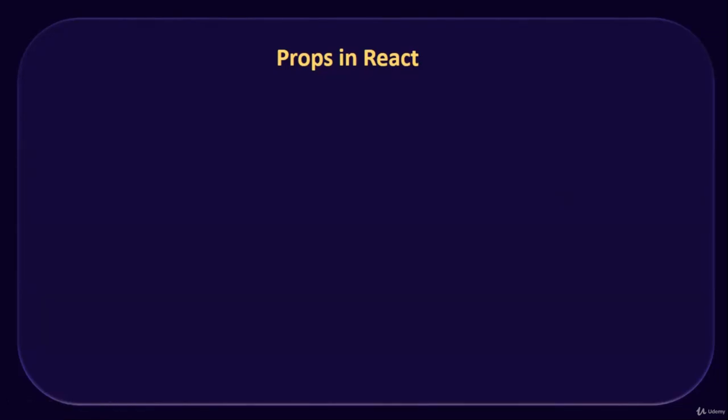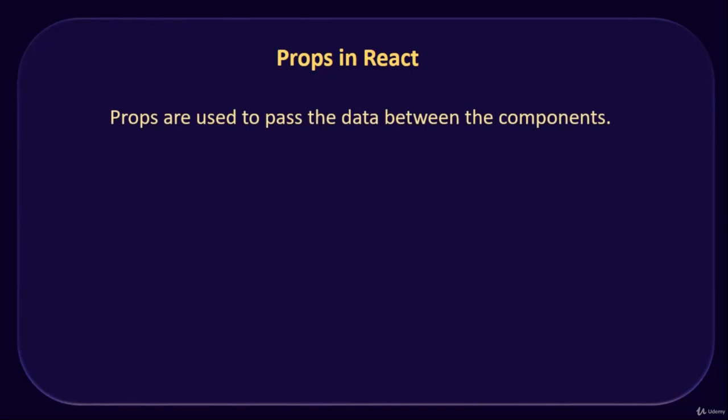In this video, we will see what props are in React. Props are used to pass data between components. So with the help of props, you can pass data from a parent component to a child component. For example, you can pass data from the app component to a class component or a functional component or any component inside that parent component.